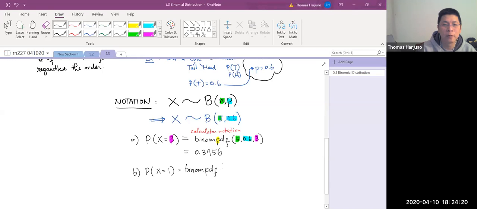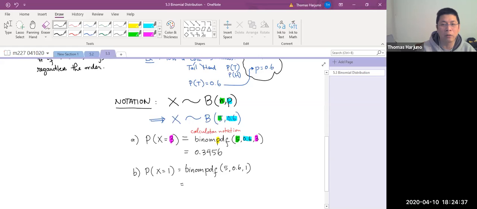Binomcdf: 5 for the number of trials, 0.6 for the probability of getting a tail, and 1, the number of successes, to get only 1 tail, which means the other 4 are not tails, okay?